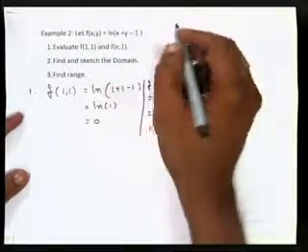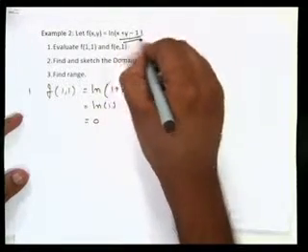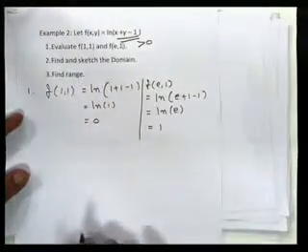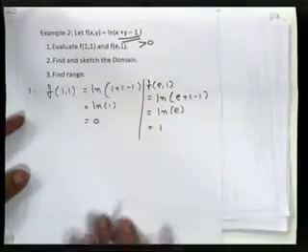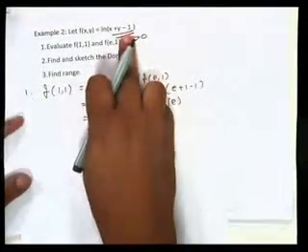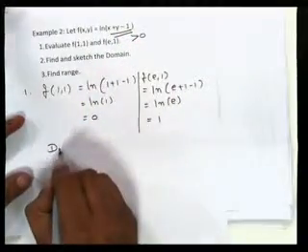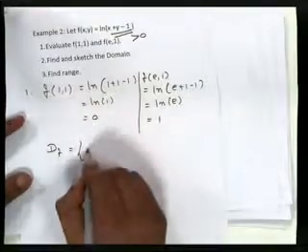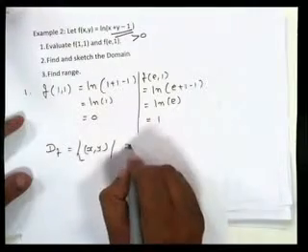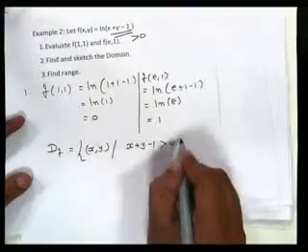Now we know that the log function is defined only on positive values, so this quantity must be greater than 0, otherwise this function does not make any sense. So our constraint is that x plus y minus 1 is strictly greater than 0. So the domain of f is the set of all ordered pairs x y such that x plus y minus 1 is strictly greater than 0.